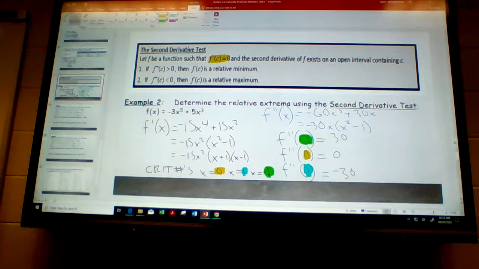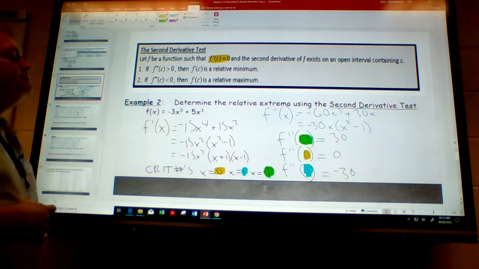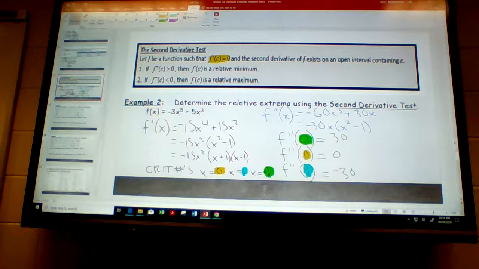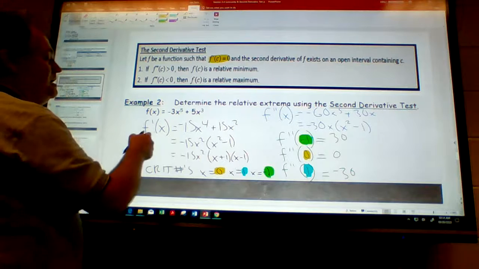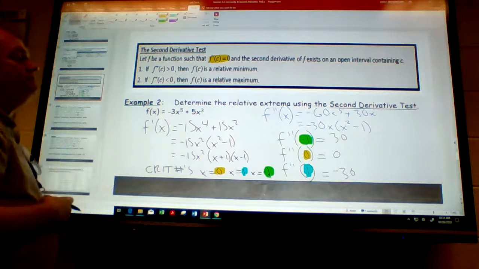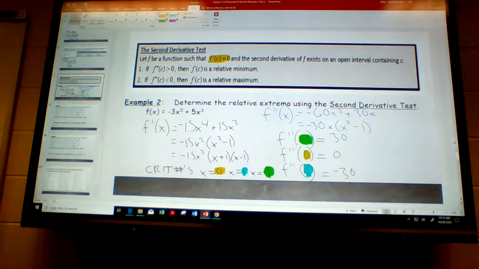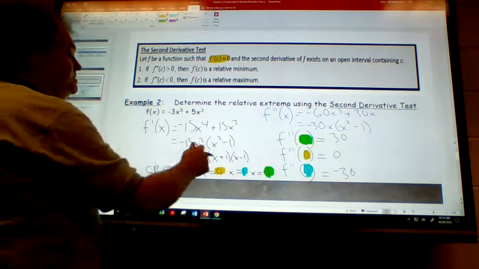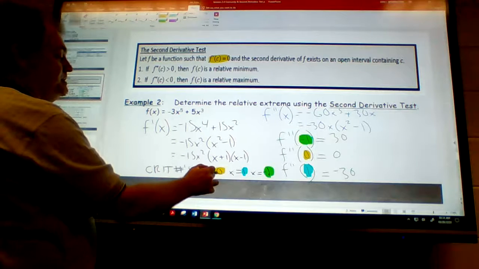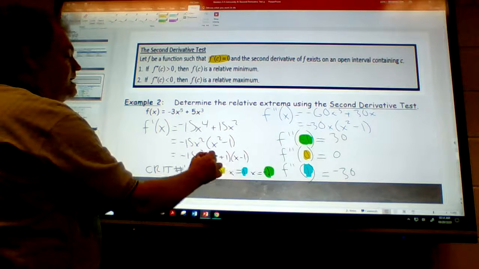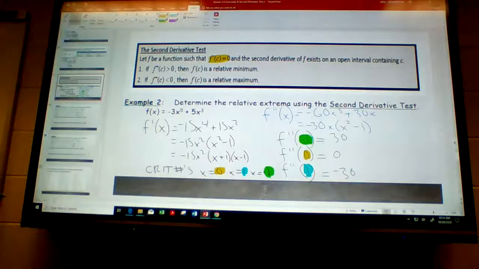So here's what I did. I got f of x equals negative 3x to the fifth plus 5x to the third. I derived it and got negative 15x to the fourth plus 15x squared. Now, when I solve that, I get my three critical values: x equals 0, x equals 1, and x equals negative 1. So those are my critical numbers.